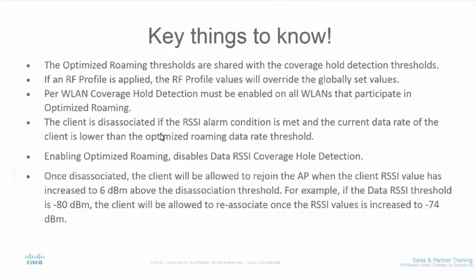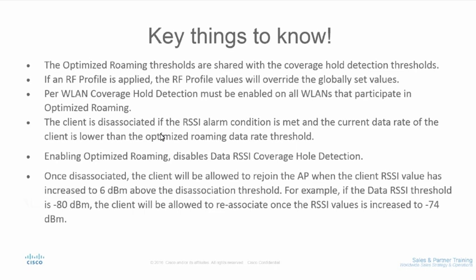I'd like to hand it over to Alan for the fine print. So some very important things to know. Optimized roaming shares thresholds with coverage hold detection. And again, if you use RF profiles for some of those settings, they override the global values. You have to have coverage hold detection turned on in the WLAN for this to work. If coverage hold detection is not turned on in the WLAN, optimized roaming will not work.